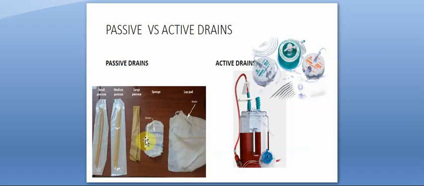Active drains usually have negative pressure, while passive drains maintain normal pressure. Because of this negative pressure, active drains have a high chance of obstruction, while passive drains have less chance of obstruction. We'll see it in detail.